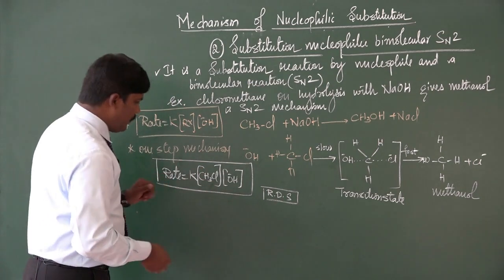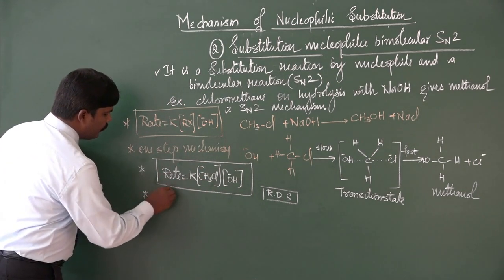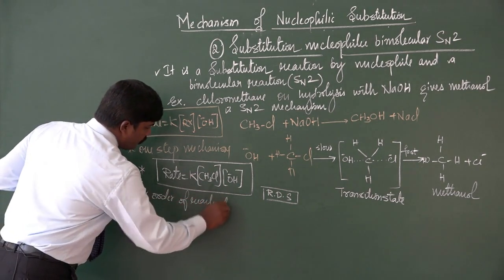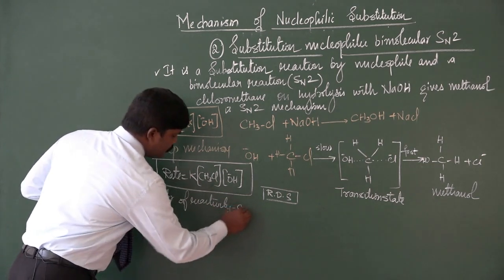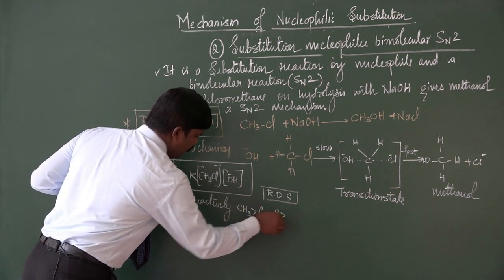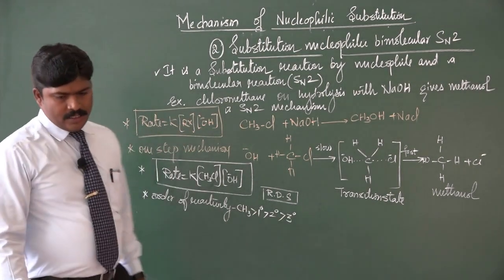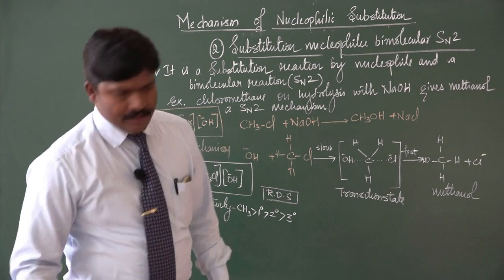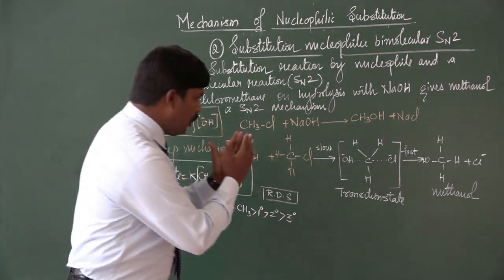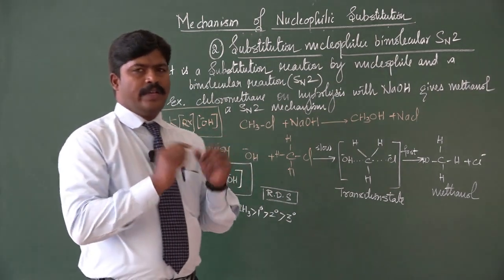So now the second step we discuss: what is the order of reactivity? The order of reactivity is methyl reacts faster than primary, primary faster than secondary, secondary faster than tertiary. This is what we are trying to learn: the formation of the C-OH bond and the departure of the leaving group, the Cl minus group. I summarize the SN2 mechanism.